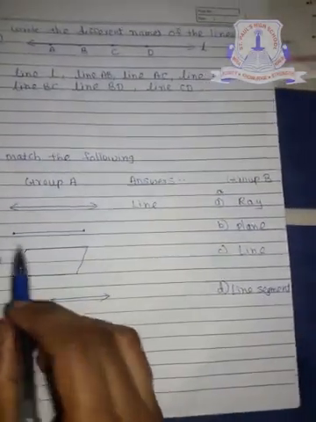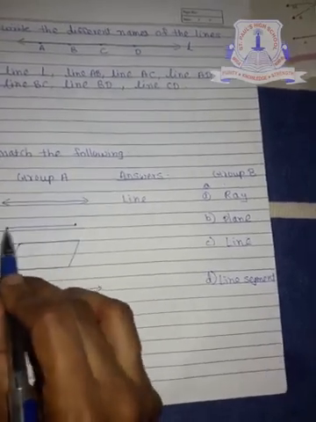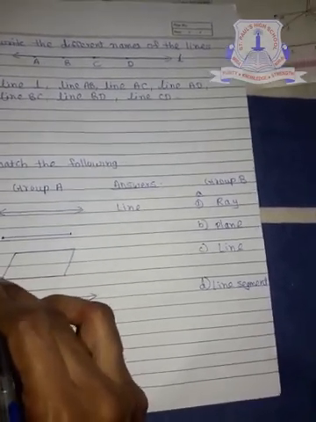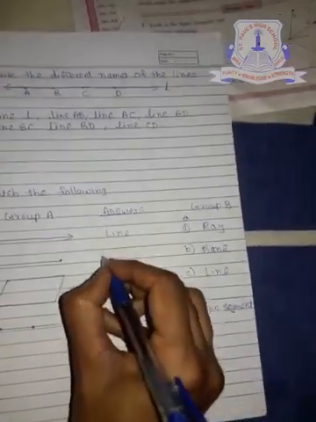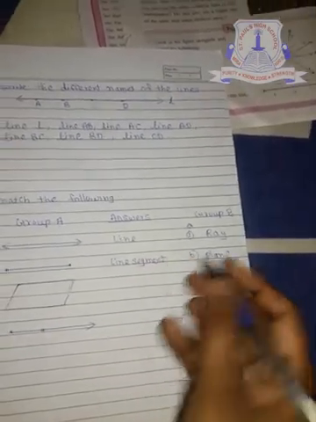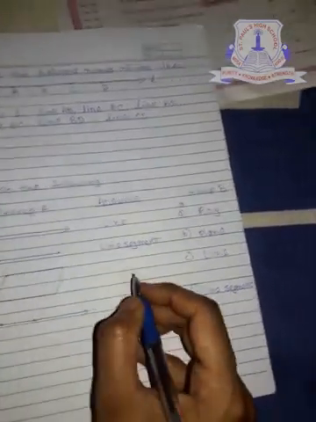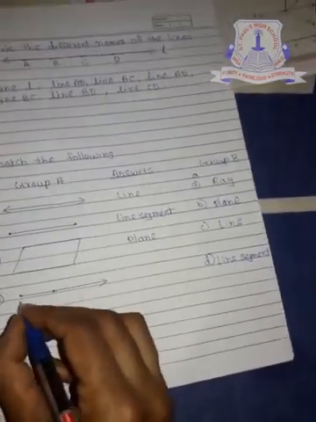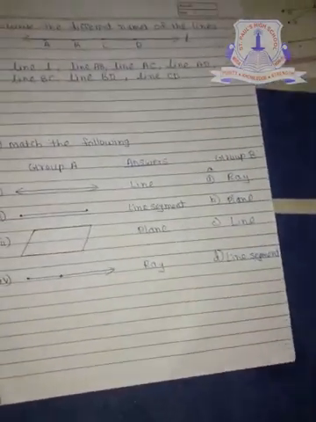Next one is a line segment. Why? Because it has a limit. It is shown with two points and does not extend from both the sides. It has two end points, so it is called a line segment. Third one is a plane, which is shown with four sides. It is a flat surface, so it is called a plane. And the fourth one is a ray, as it has a starting point but does not have an ending point, so it is a ray.